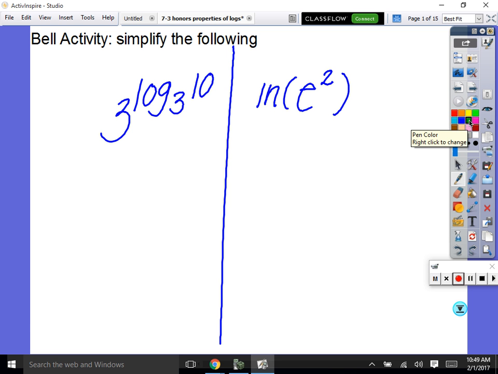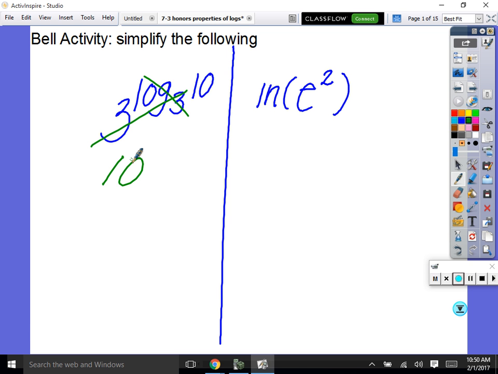So we know that base 3 and log base 3 are inverses: exponentials undo logs, logs undo exponentials, right? Base 3 to the log base 3 of 10, the 3 and log base 3 cancel out, and we get 10. That's something students in calculus often have a hard time with and forget. So don't forget that.